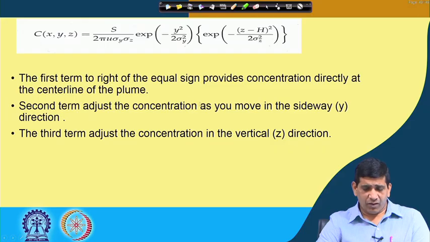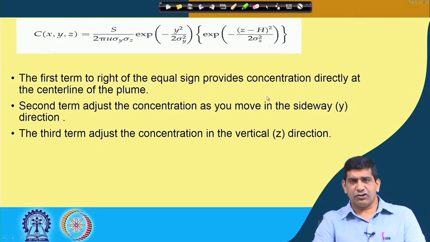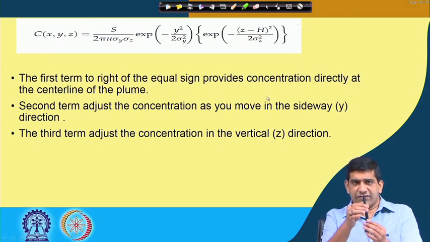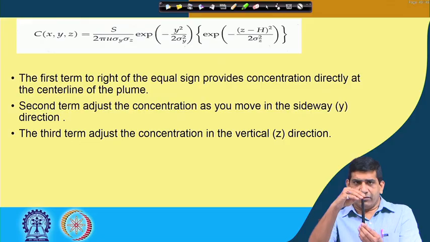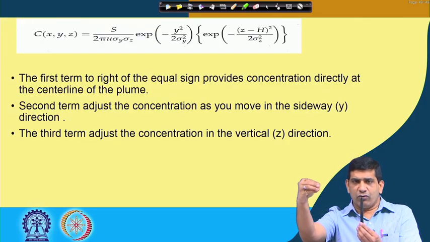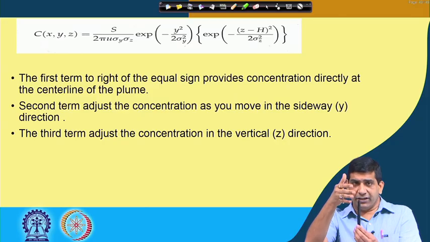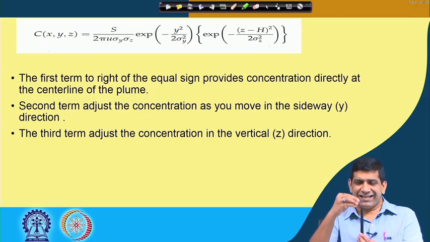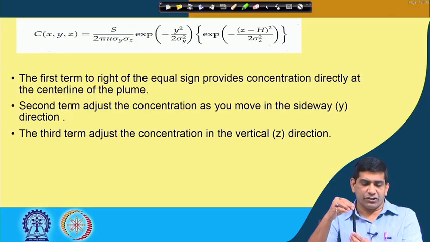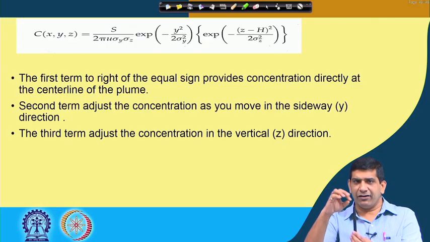Now, x, y, and z have been mentioned here as well. The first term provides the concentration directly at the center line of the plume. Second term adjusts as you move sideways. So, this is our chimney, and from the chimney we have smoke going out. We are looking at the x direction, y direction, and also the z direction, because we are looking at 3D. So, there is a center line of the plume.